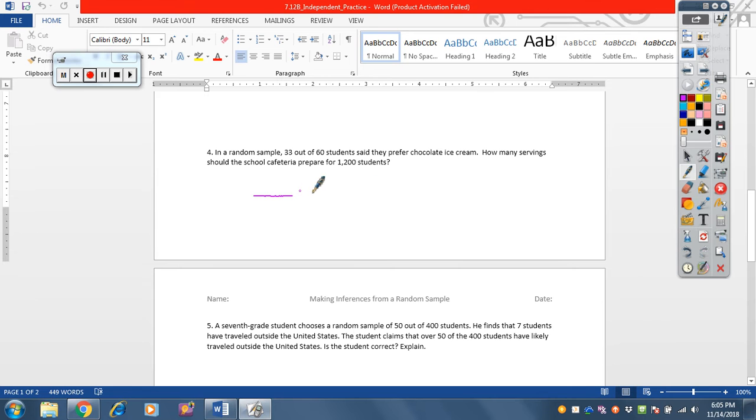Number 4. Number 4 is just like number 1. 33 out of 60. That's half of your proportion. We have 1,200 students. That's the other side.